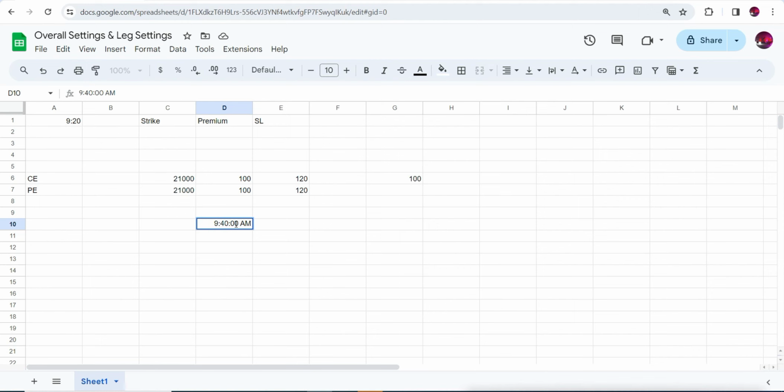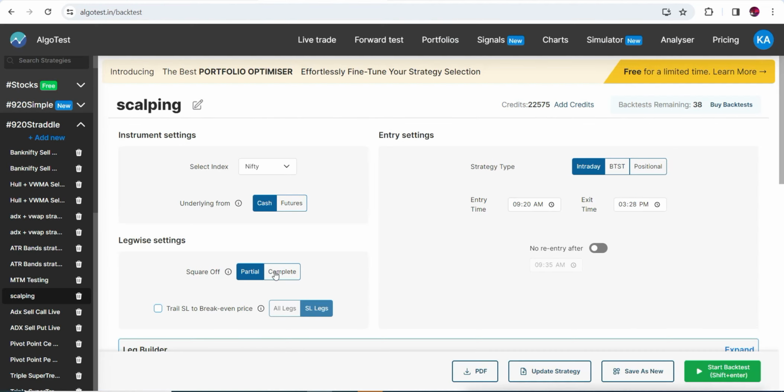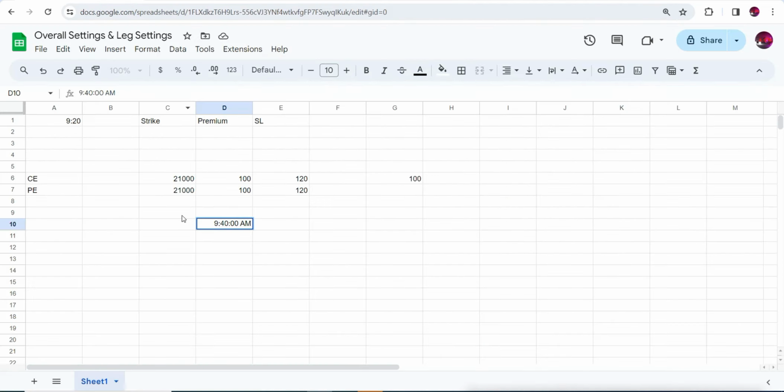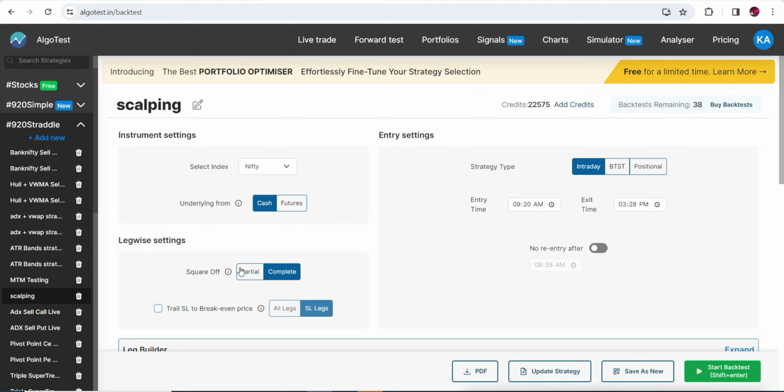But if we select complete, it means that if the stop loss of the call side is hit, it will exit the other leg instantly. For example, at 9:40 our call side stop loss was hit, then at 9:40 it will exit the PE leg also. Even if the stop loss or target is not hit for the other leg, it will exit all the other legs instantly if any leg's stop loss or target is hit. So this is how the complete and partial features work.